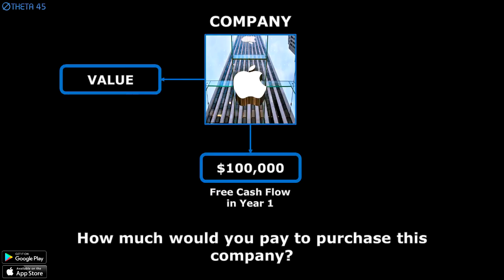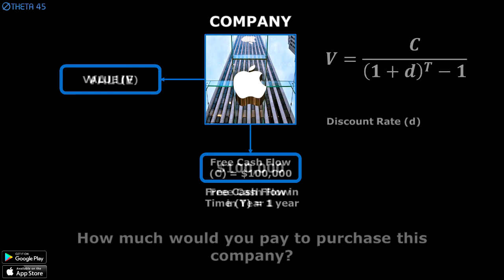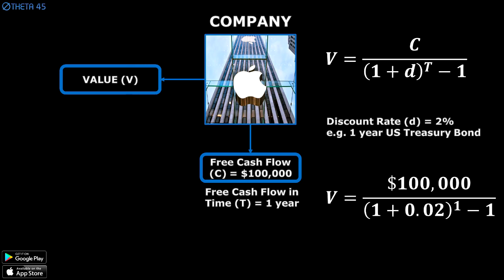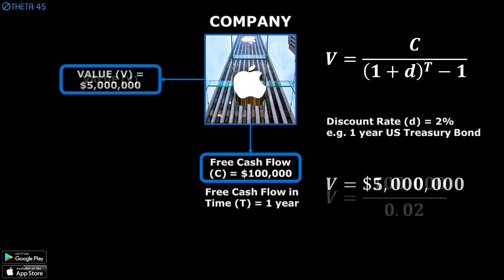Let's return to our original question. What value do you place on an asset that is predicted to generate $100,000 in free cash flow next year? Using our formula to calculate the present value of this company, we know the total cash flow receivable is $100,000 within an investment horizon of T equals 1 year. As an investor, the minimum discount rate we want to use is the risk-free rate, such as the U.S. Treasury bond, with a yield that will mature in 1 year. Assuming this is 2%, the maximum value of this company is $5 million.